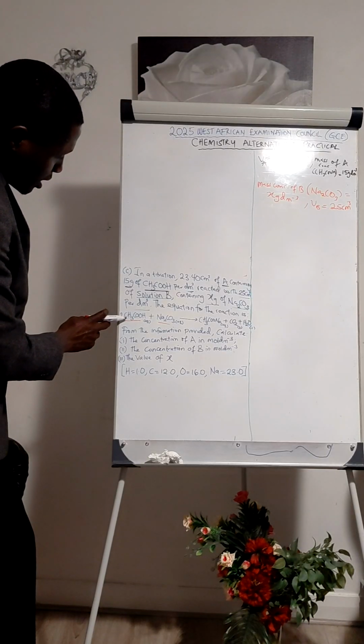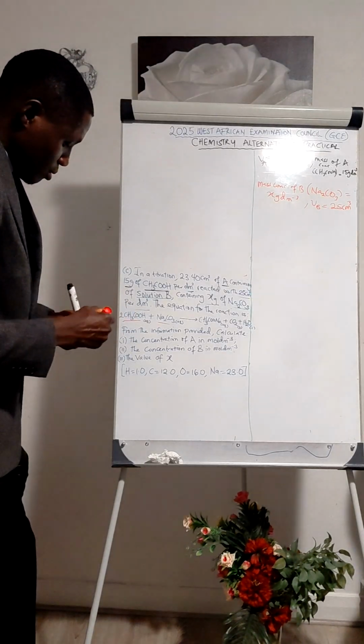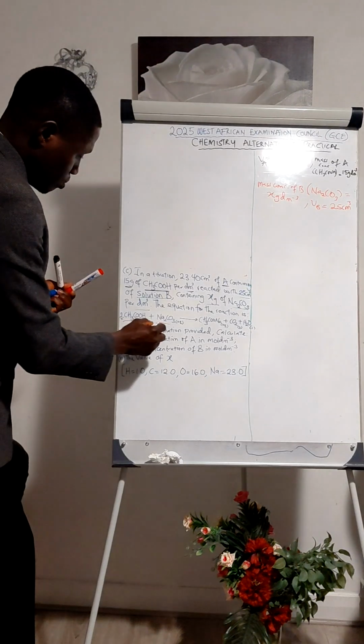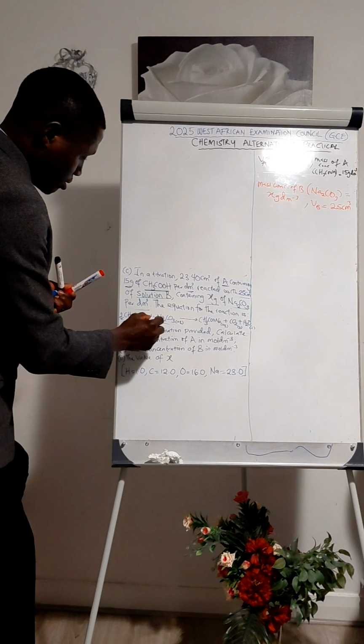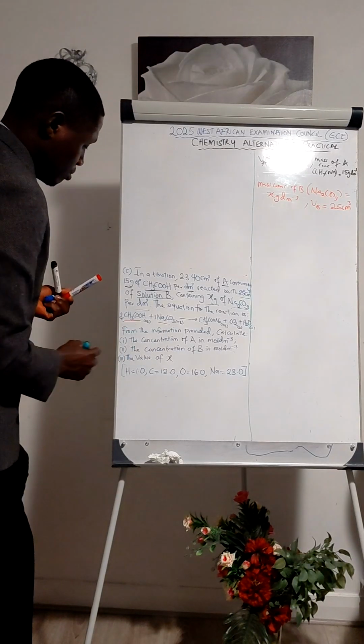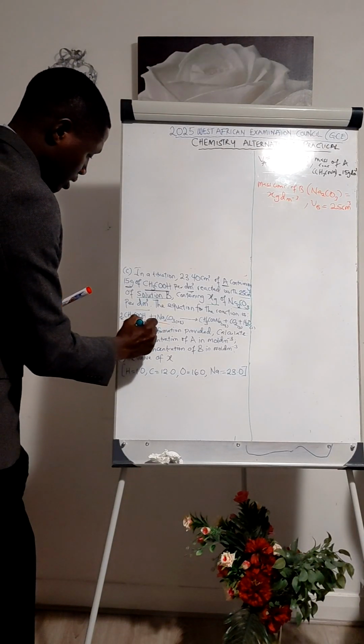Now, ethanoic acid reacts with what? The ratio is 2:1. This is also very, very important. This is going to be 1 because there's no number there, so we take it as 1. So this is a 2:1 reaction.